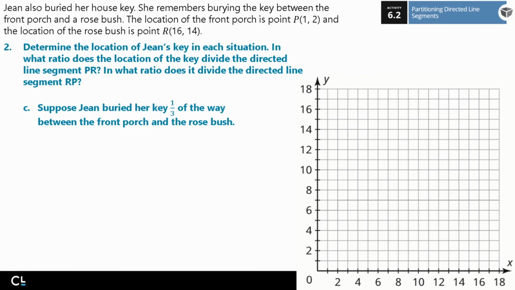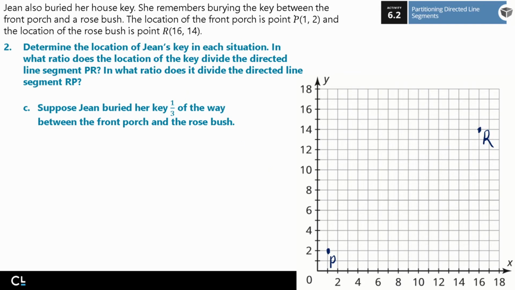Now it says Jean buried the key 1/3 of the way between the front porch and the rose bush. So once again, we have to do the same strategy as we did in our last problem. First off, let's start by plotting our points. 1, 2, which is our front porch, and then 16, 14, which is our rose bush, R.